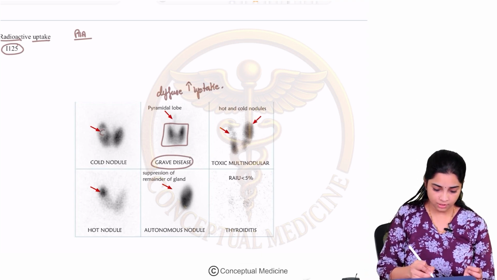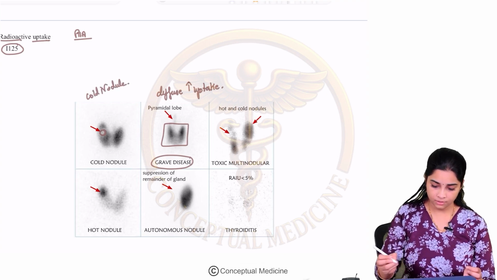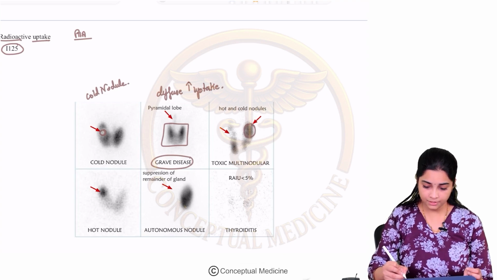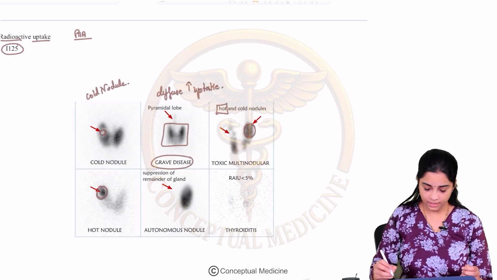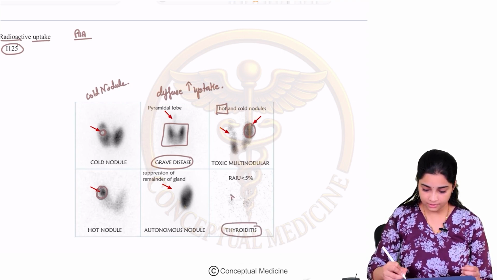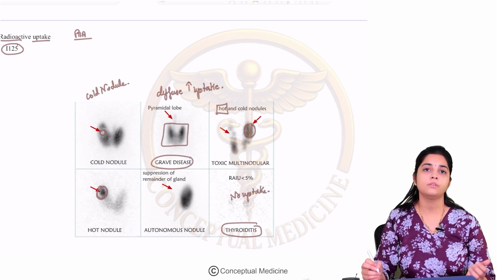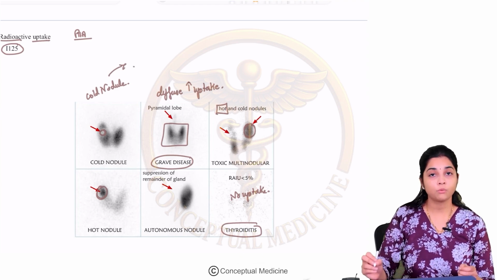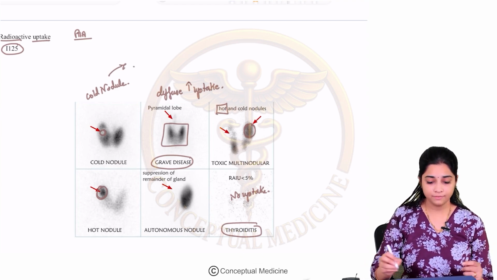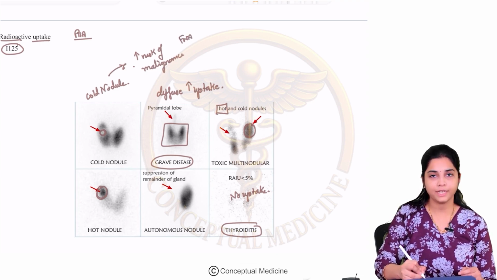If there is no uptake at all in a nodular fashion, then that is a cold nodule. If there is increased uptake in one particular area, then this is a hot nodule. And in thyroiditis, there is no uptake at all. So to differentiate between Graves' disease, thyroiditis, cold nodule and hot nodule, we can use radioactive iodine uptake. When you get a cold nodule, what is the relevance? There is an increased risk of malignancy, and hence a cold nodule must always undergo FNA, fine needle aspiration.